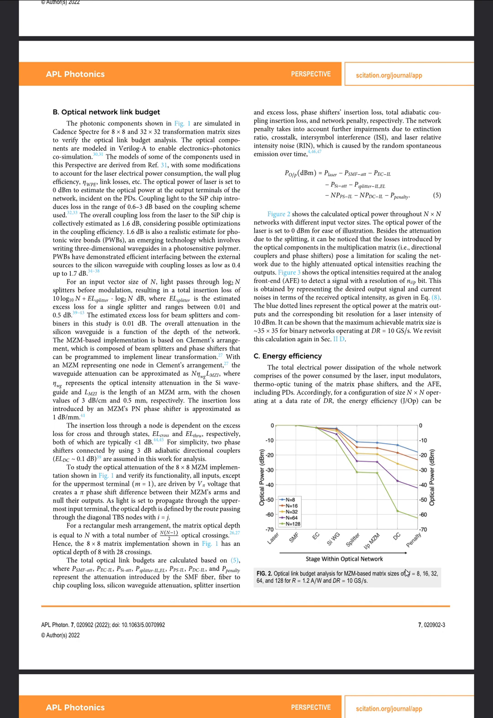And to study optical attenuation for the 8x8 Mach-Zehnder modulator, all inputs except the uppermost terminal were driven by V pi, which creates a pi phase shift difference between the arms and nulls the outputs. The optical depth is equal to the number of inputs, with a total number of the number of inputs times the number of inputs minus 1, divided by 2, optical crossings. The losses from the optical components in this multiplication matrix pose a limitation for scaling the network up. This is because highly attenuated optical intensities reach the outputs, which is undesirable.